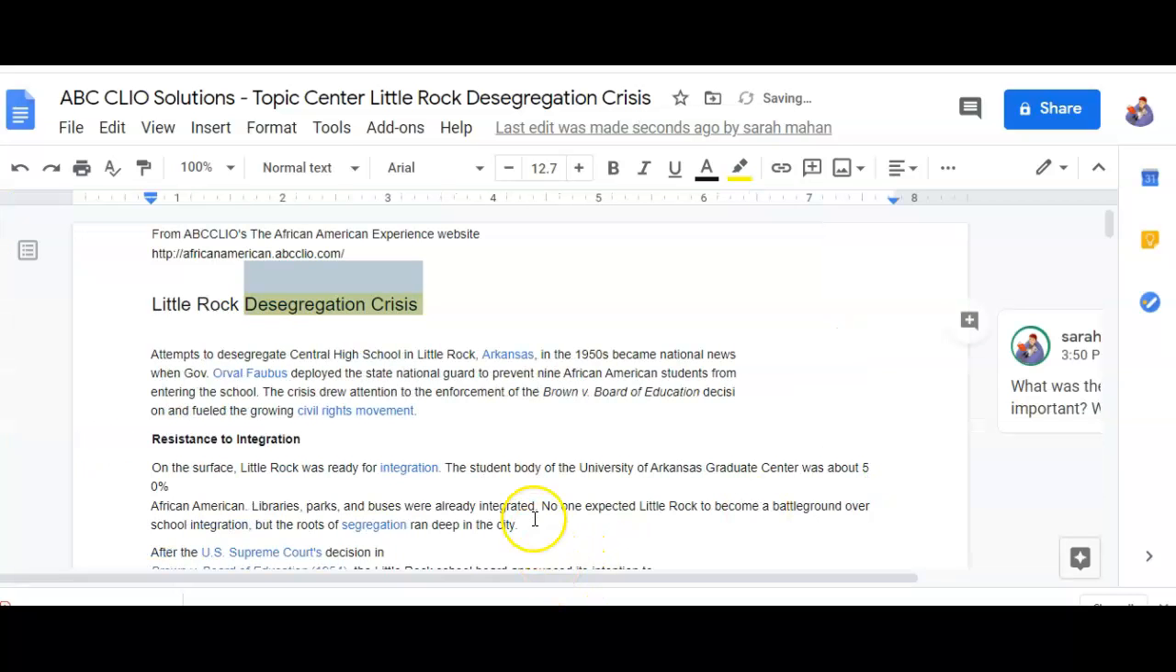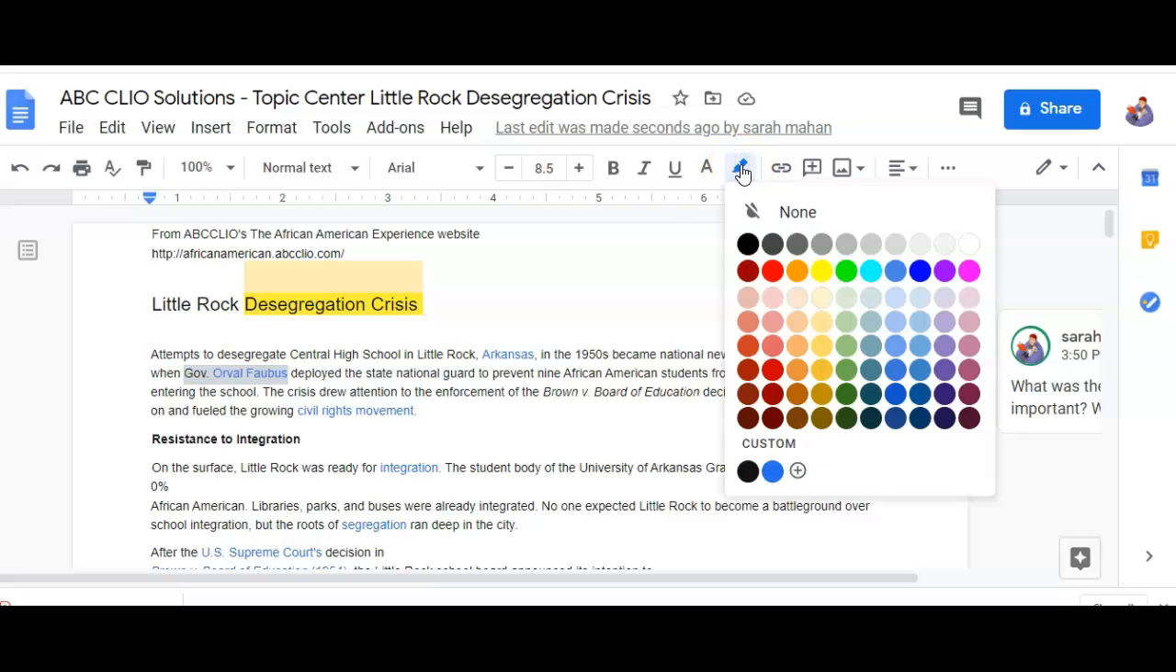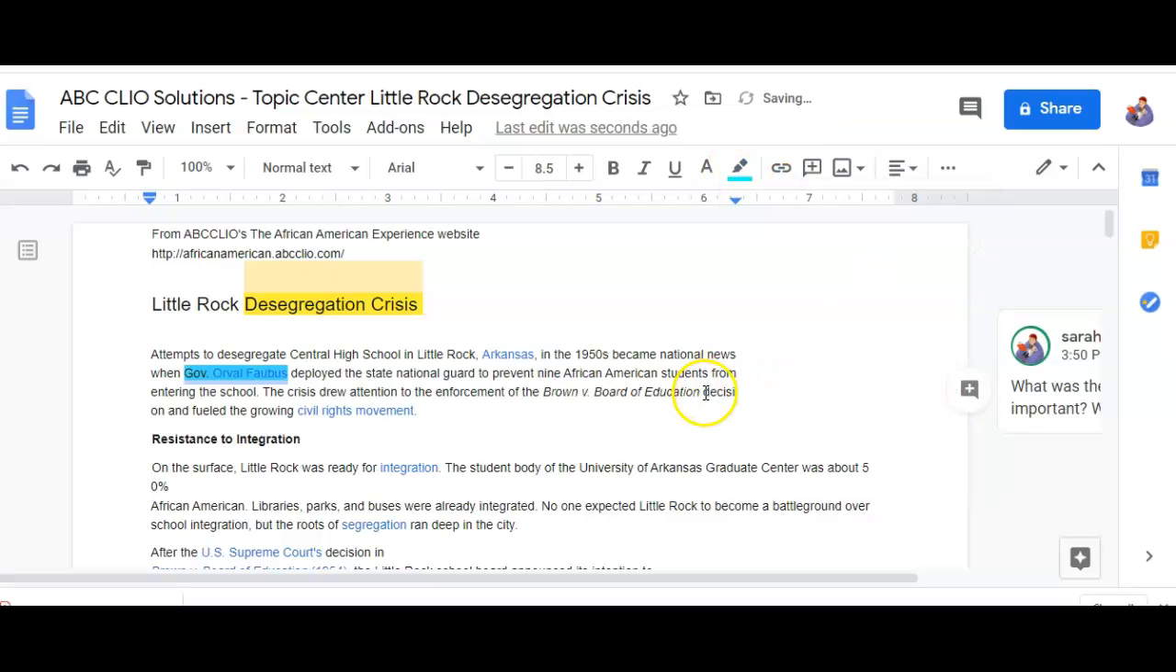So I post the comment. Okay, it says attempts to desegregate Central High School in Little Rock, Arkansas in the 1950s became national news when Governor Orval Faubus deployed the state's National Guard to prevent 9 African American students from entering the school. So that's a lot in this one sentence. I don't know who the governor is, so I am going to highlight him so that I can go and look later to see why he was important. Why was he a central figure?